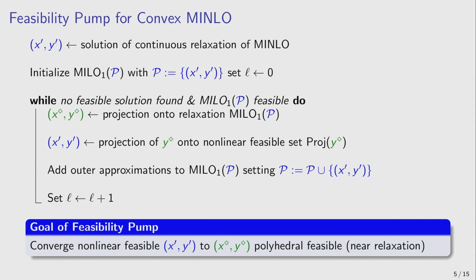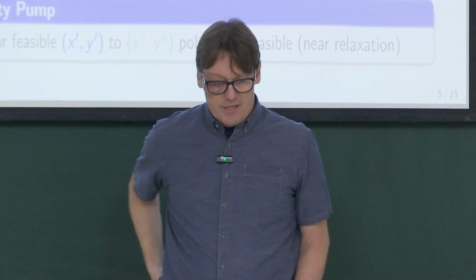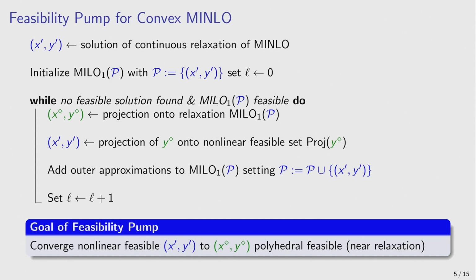Okay, and so here's what the algorithm does. It alternates between these 2 projections, very much like an alternating projection method in the nonlinear smooth case. So we initialize, we solve the continuous relaxation of the mixed integer nonlinear optimization problem, and we get x prime and y prime here. And then we initialize our L1 norm projection mixed integer linear optimization problem by linearizing around this first point. And I then obtain an integer feasible point by projecting onto this relaxation, onto this mixed integer linear optimization problem. So that gives me an integer feasible point. And then I'm going to see if I can project this point onto the nonlinear feasible set. So that gives me 2 points, y prime and x prime. And then now I have a new set of points and I add those to my outer approximation.